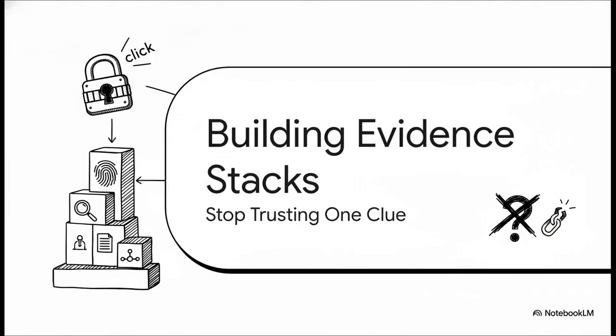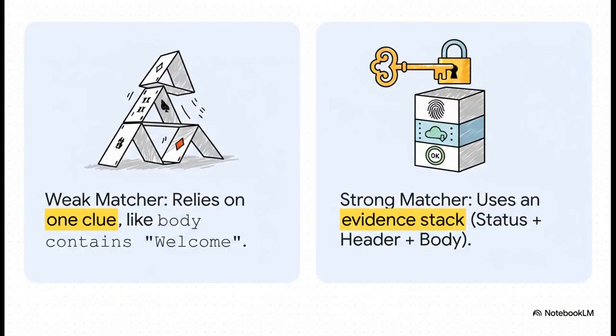We do it by building what's called an evidence stack. The idea is simple. We stop trusting one single clue and instead start requiring multiple, independent pieces of evidence to all line up perfectly before we even think about calling it a finding. Let's make this really concrete. On the left, you see a weak matcher. It's just looking for the word welcome. That thing is going to fire all over the place.